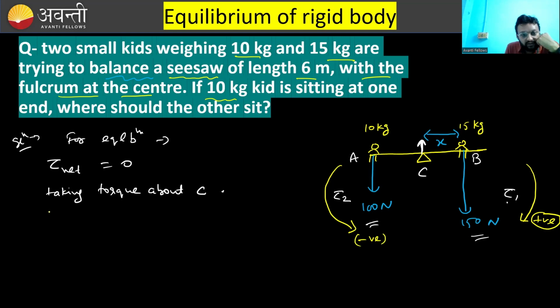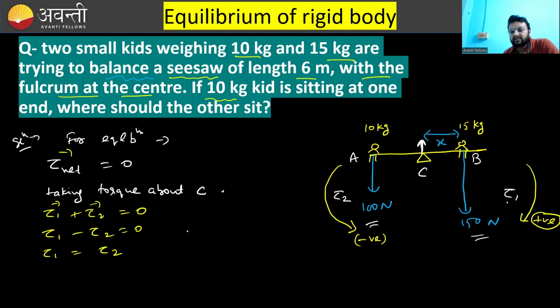So what is the net torque? Tau 1 plus tau 2 is equal to 0, where tau 1 is positive and tau 2 is negative. So can you see that tau 1 is equal to tau 2? Now we can place the values of tau 1 and tau 2. This is the axis about which the seesaw will rotate, and this axis is in the Z plane. The force is perpendicular to it, but not intersecting.